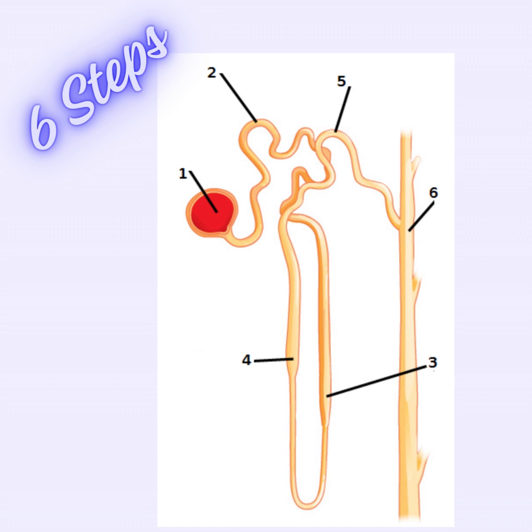And then we're going to come down to number 3. When we come down, we are descending. So this structure here at number 3 is known as our descending limb. The descending loop of Henle is another name for it, because this whole thing is the loop of Henle, but we're the descending limb of it. And it's only permeable to water.